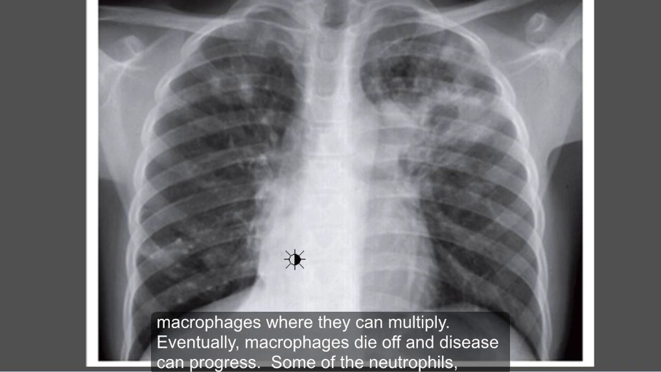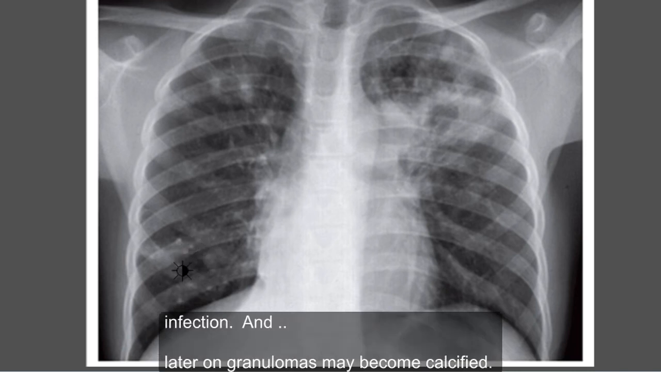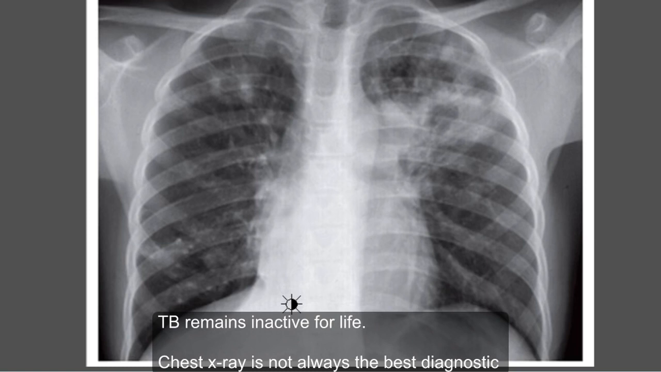Some of the neutrophils, lymphocytes and macrophages seal off the colonies of bacteria, forming what are known as granulomas to completely isolate the infections. And later on, granulomas may become calcified, and some of such calcified granulomas are visible on this X-ray here. In many cases, once the bugs are isolated, TB remains inactive for life.